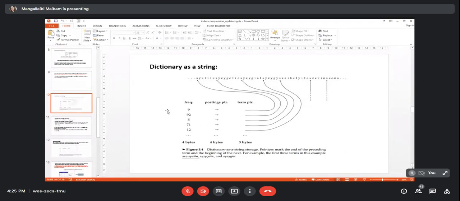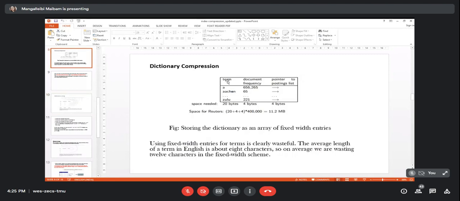But for term, we use only the pointer storage. Only the pointer storage. Term pointer. Initially, what was it? For term, it occupies about 20 bytes fixed for every entry, for every term, long or short length. We are going to use 20 bytes for storing.